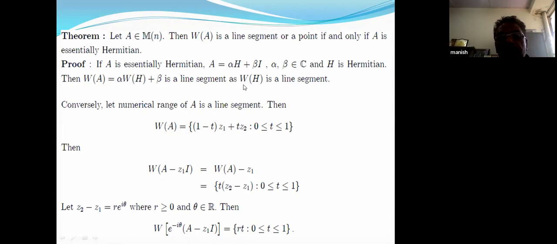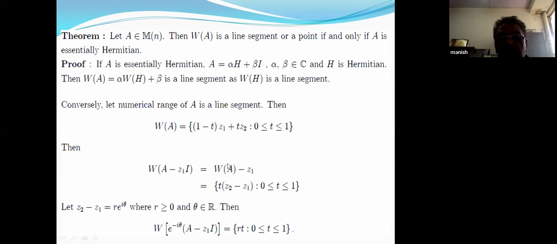So W(A) is a line segment. Conversely, let the numerical range of A be a line segment. Then the numerical range of A, we write in this form, (1 minus t) z1 plus t z2, in parametric form. That is the line segment joining z1 and z2.